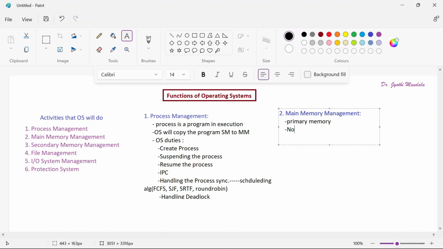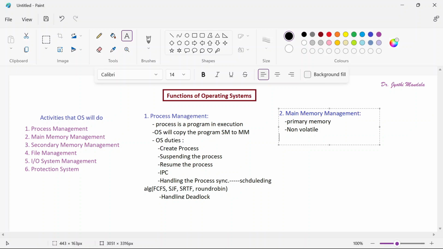This main memory is volatile. This also we understood in the last class. What is volatile? Whatever data you are storing in the main memory will be erased whenever the power is off or whenever you are switching off your computer. At that time, the main memory will lose whatever data it is having.